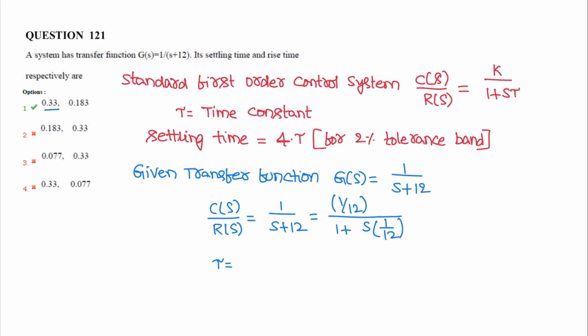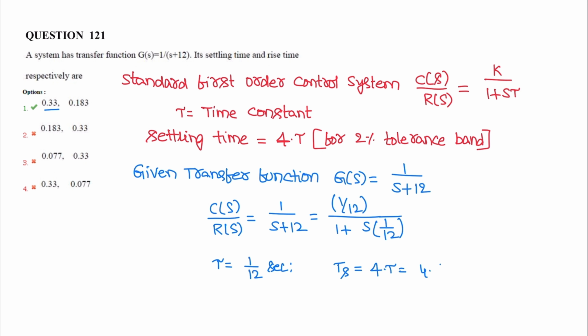The standard form of a first order control system is K/(1+sτ), where τ is the time constant, and for this standard first order control system settling time is given as 4τ. Settling time is equal to 4τ for a 2% tolerance band. So compare the given transfer function 1/(s+12) with K/(1+sτ). Take 12 as common: 1/12 in the numerator, 1 + s/12. Now the time constant τ is equal to 1/12 second.